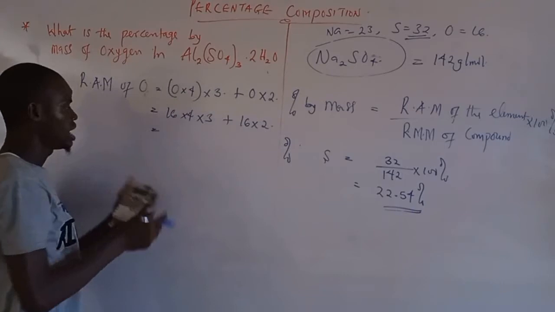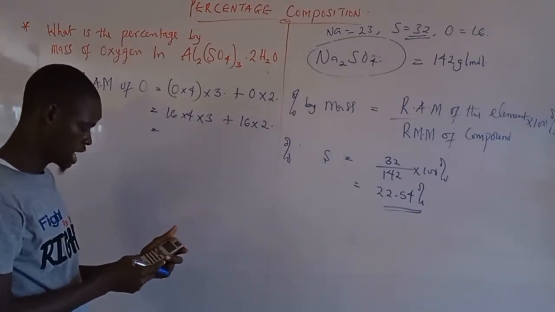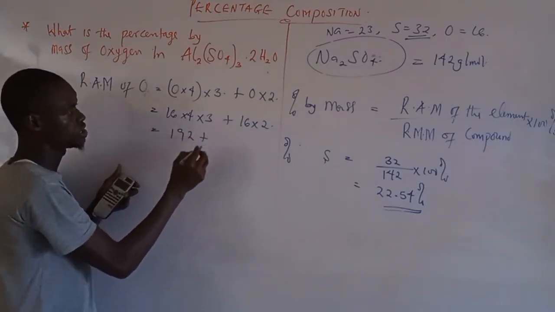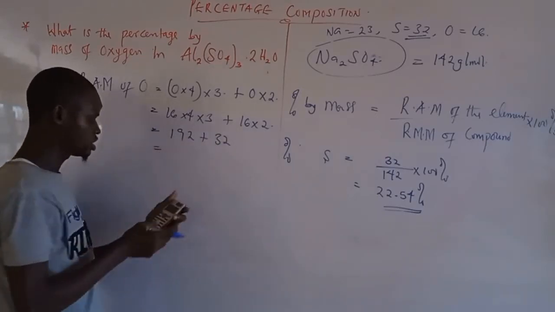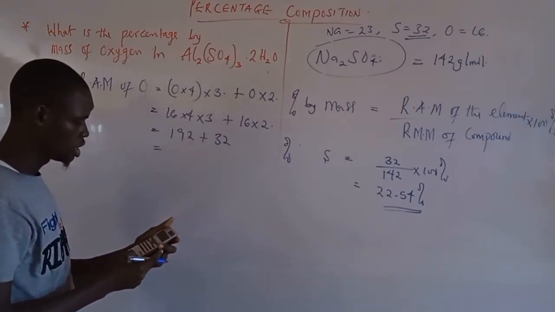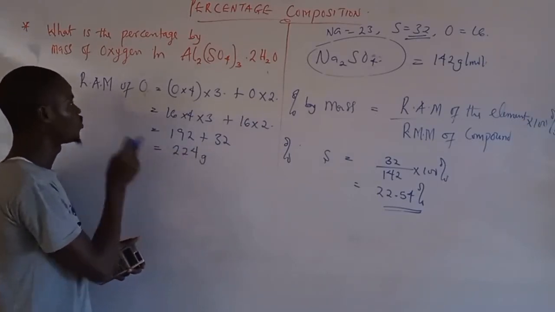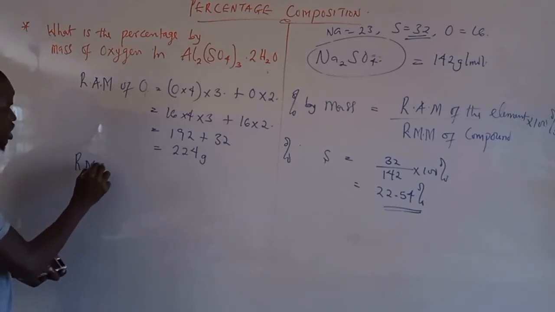So in this case, I should be having 16 times 4 times 3. That should give rise to 192, plus 16 times 2 to give rise to 32. So if I add this together, 192 plus 32, I should be having 224 grams of oxygen. Now, you find the relative molecular mass of the compound itself.